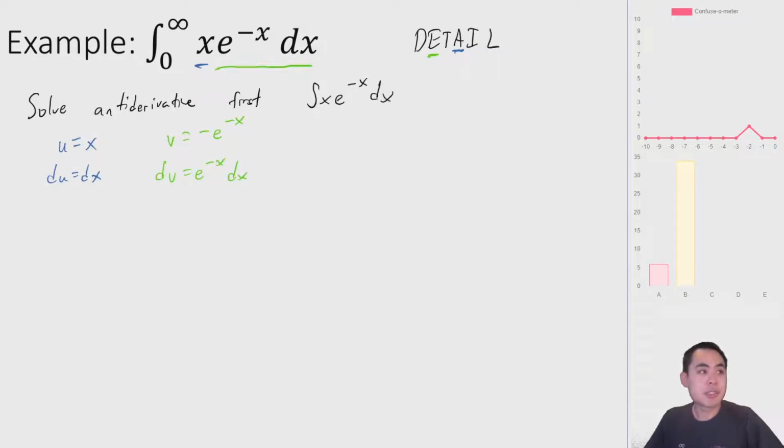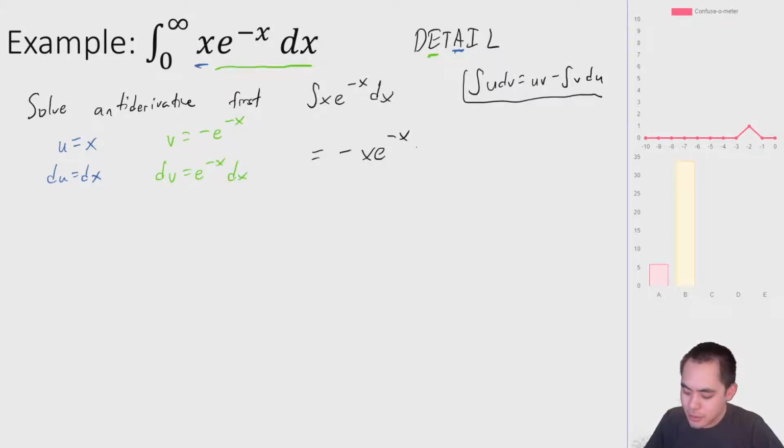And this allows us to solve this. So remember, the integral of u dv is equal to uv minus the integral of v du. So that's the general form of integration by parts. So this is going to be equal, well, what's uv? That's going to be minus x e to the minus x minus the integral. Well, what's v du? That's going to be minus e to the minus x times dx.